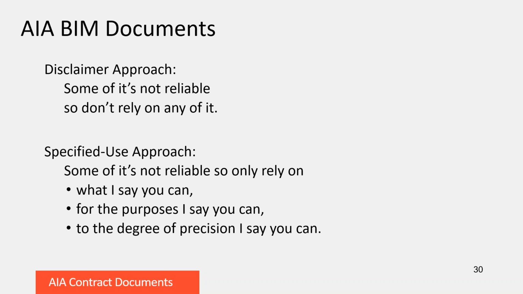So the BIM documents are intended to provide an alternative to the broad disclaimer approach because, frankly, it doesn't really work all that well in the model environment, and it provides the framework for the parties' expectations upon how they can rely upon the information contained in models.